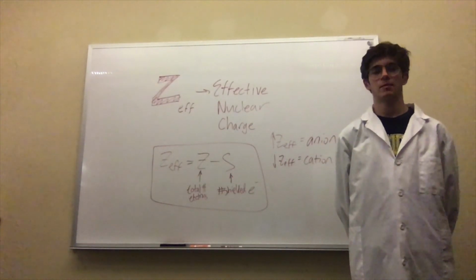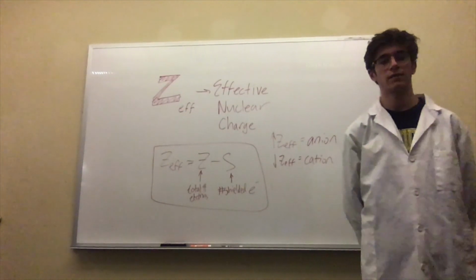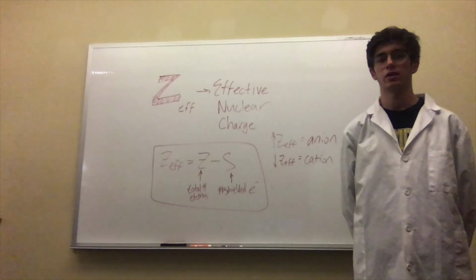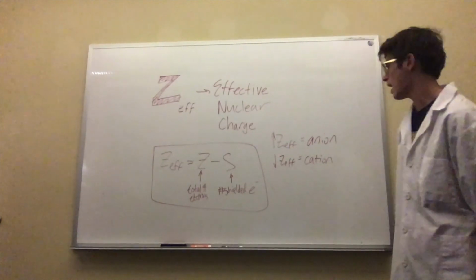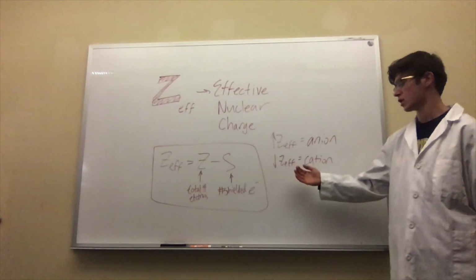Now, how is this concept used in chemistry? Well, Zeff represents the total attractive forces that the valence electrons in a single atom have to the nucleus of an atom. So therefore, a high effective nuclear charge will result in an anion, and a low effective nuclear charge will result in a cation.